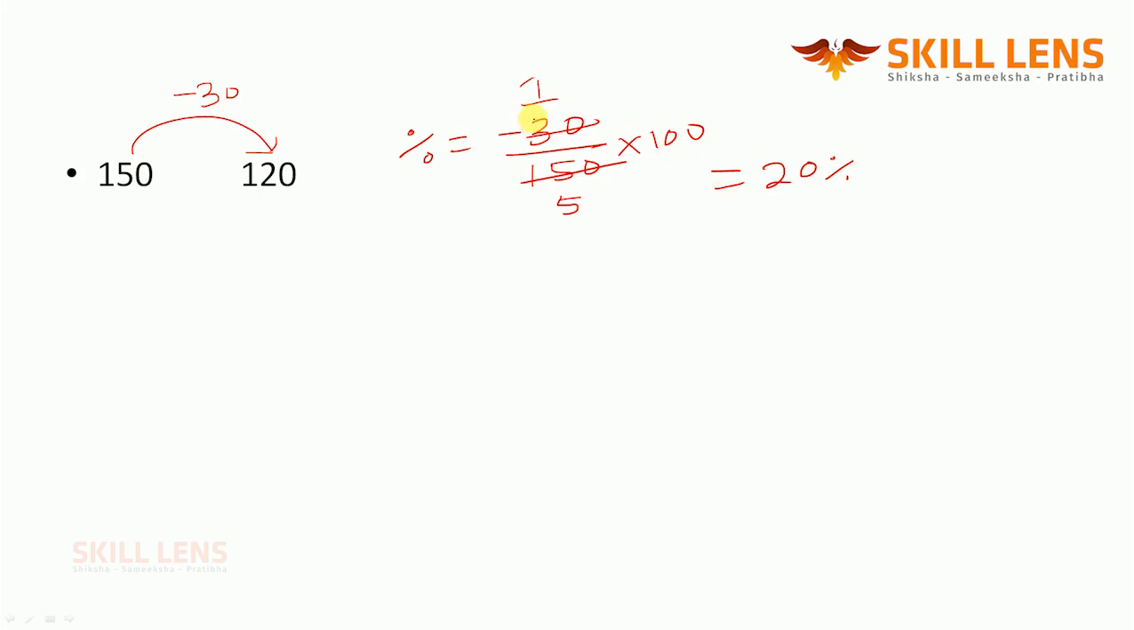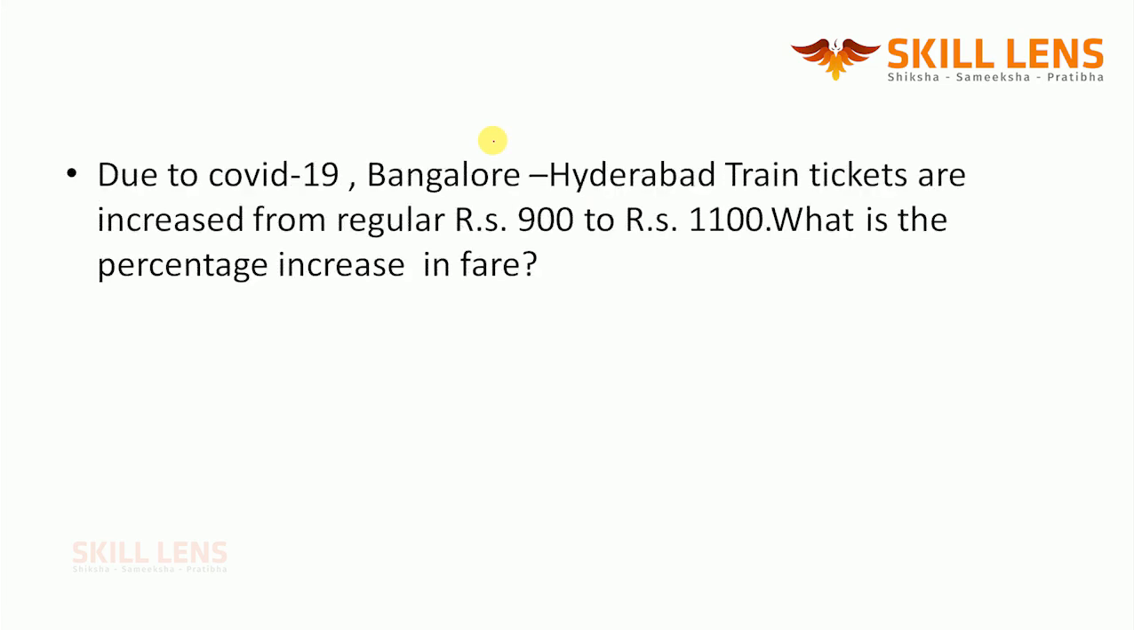Change is nothing but difference. So you can say that is 30 by 150 into 100. That will give you what? 20%. Hope you understood this particular point. Okay, let's see one example.